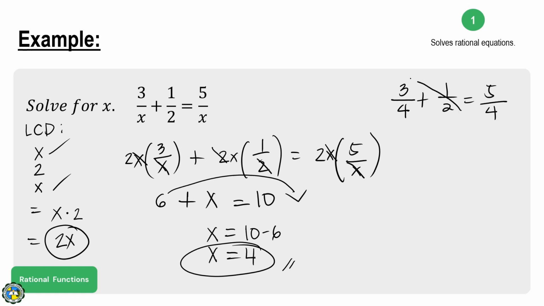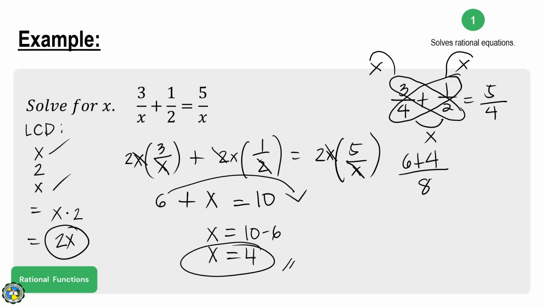So let's use butterfly method. Ayan, para mas makita nyo na talaga na butterfly siya. Ito, multiply. Ito, multiply. And then, sa baba, multiply din po. So, this will be 3 times 2 is 6. 4 times 1 is 4. 4 times 2, that is 8. And that is 5 all over 4 po. Leaving, 6 plus 4, that is 10. All over 8 equals 5 over 4.